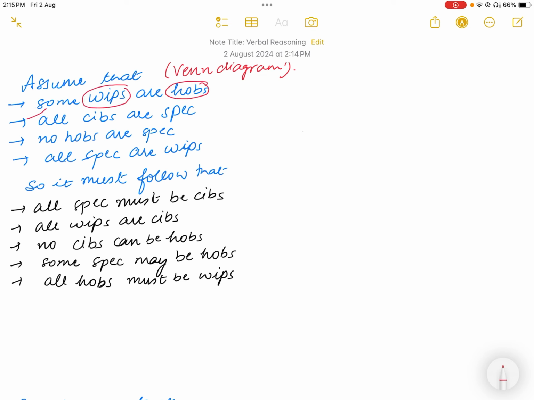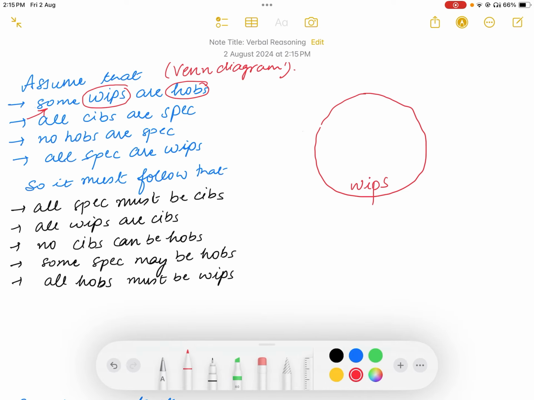Now take help of this word called some. It's telling you only some part of whips is hobs. So I'm going to create a set called whips. This is whips, and some of it is dedicated to hobs. So I'm going to take blue as hobs, because only some part of whips is hobs.